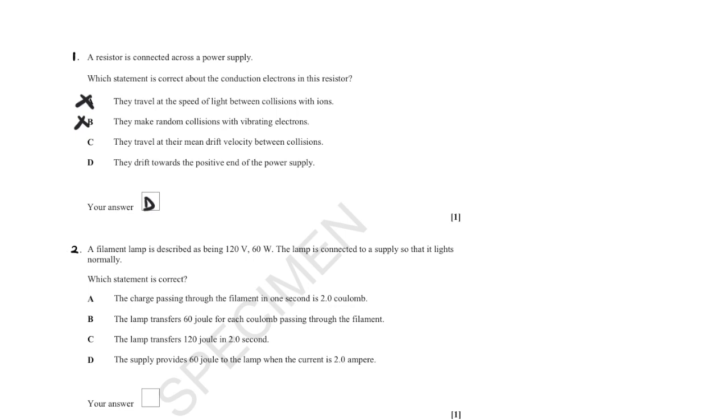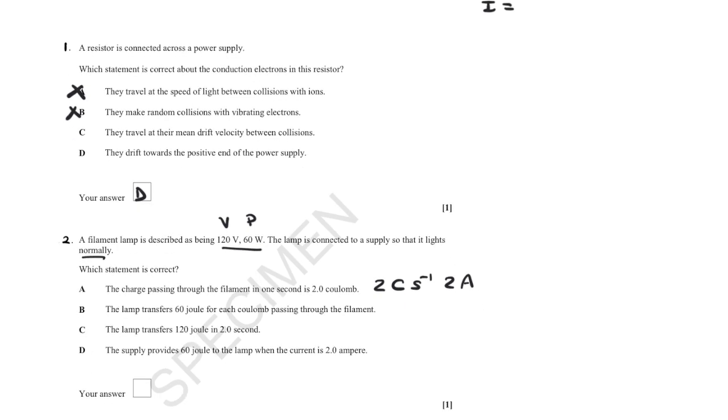Now, question number 2 states that a filament lamp is described as being 120 volts and 60 watts. So we are given the voltage and the power. Which statement is correct, given that the lamp is working normally? A, the charge passing through the filament in 1 second is 2 coulombs. Well, that's 2 coulombs per second, which is essentially 2 amps. We can figure out what the current is because we know that I is equal to P over V. That's 60 over 120, and that will give me 0.5 rather than 2.